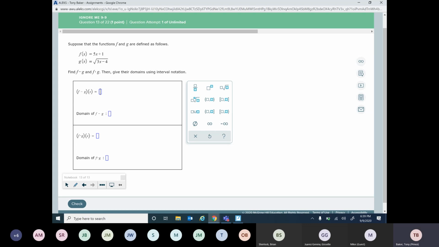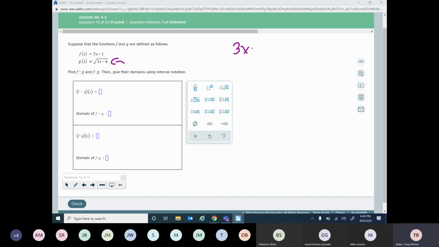All right, so now this one, it's f minus g of x, and they want to know the domain of f minus g. We just said when we're doing division, we have a domain restriction. The reason we have domain restrictions in this one is because one of my functions is a square root. Now remember, square roots cannot be less than 0. So let's find that domain restriction first.